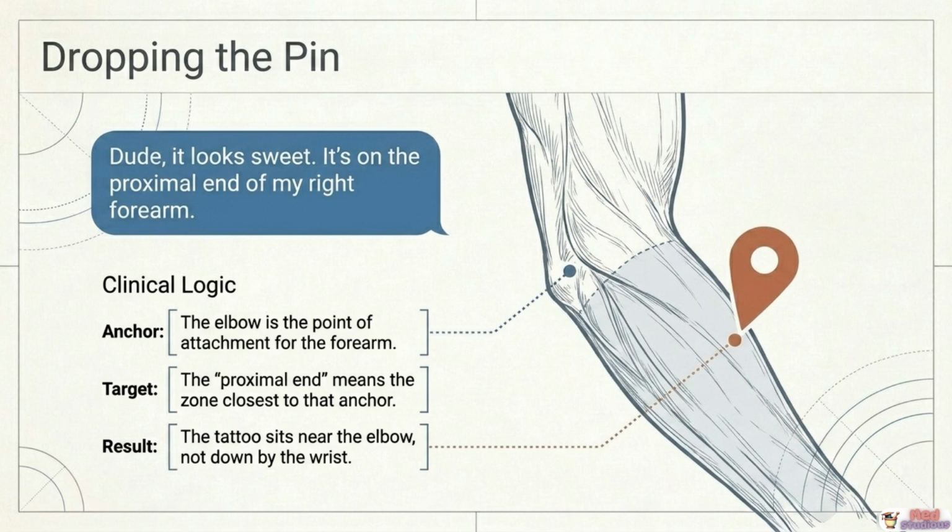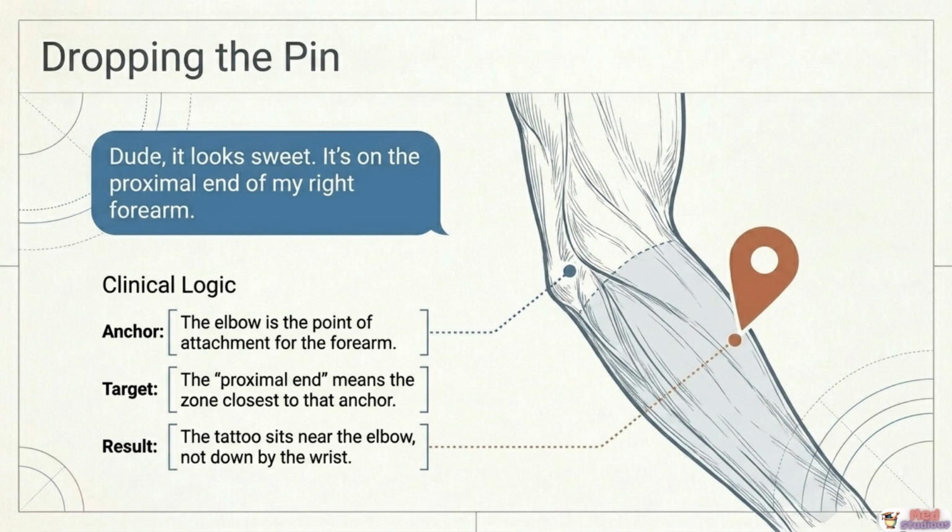Let's make this real with a clinical example. Imagine someone says, "I have a tattoo on the proximal end of my right forearm." Using our anatomical GPS, we can decode this precisely. Step 1. Identify the anchor. The forearm's point of attachment is the elbow. That's our anchor. Step 2. Proximal end means the region closest to that anchor. Step 3. Result: the tattoo is near the elbow region of the forearm, not down near the wrist.